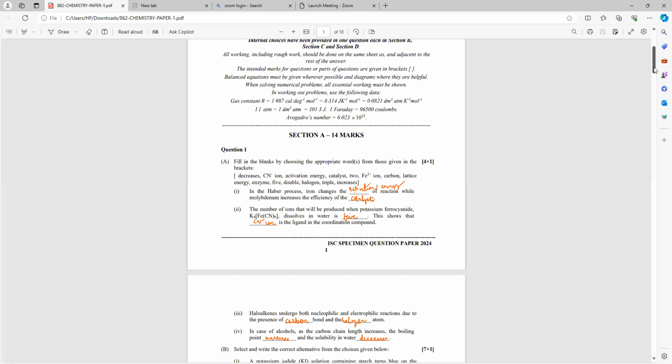So here it goes. Now you can see they have changed the trend of the question paper. So let's see what the changes are. Now Section A contains 14 marks. In this, your question number 1A says fill in the blanks by choosing the appropriate word or words from those given in the brackets.